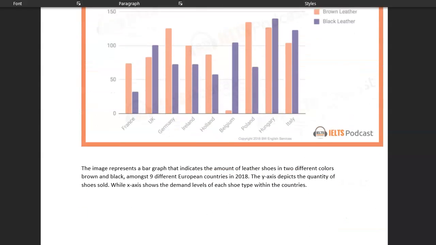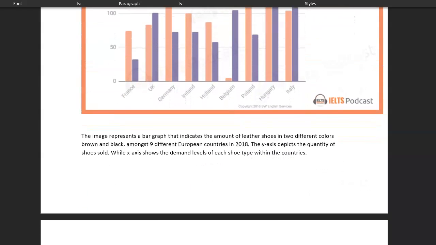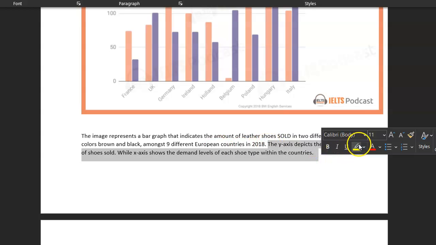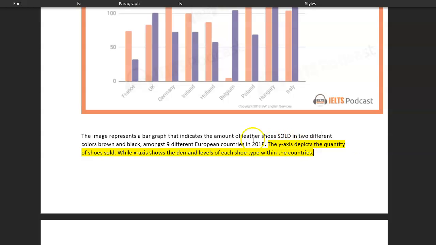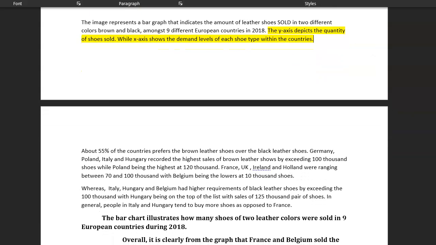So you've got shoe sales. Okay, image represents bar chart. So you could just go, the bar chart represents the amount of leather shoes sold, brown and black, in 9 different countries. You need a verb. The y-axis is the quantity. Yes, you don't need that line. That can go. Remember, keep this really clear. That is telling me what the x and y is, basically. So you don't need to go into any more detail than that.